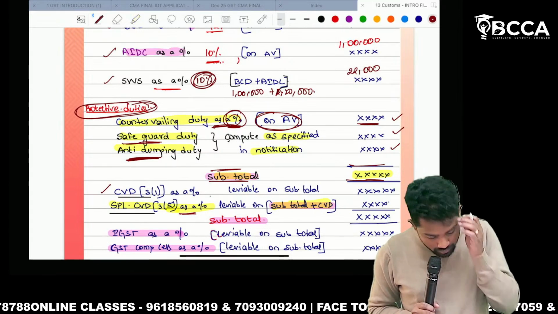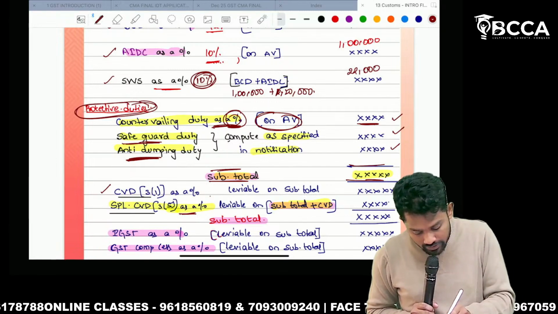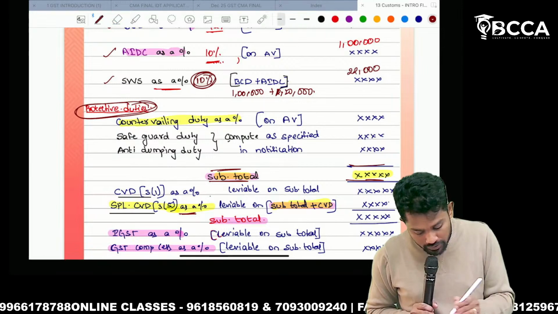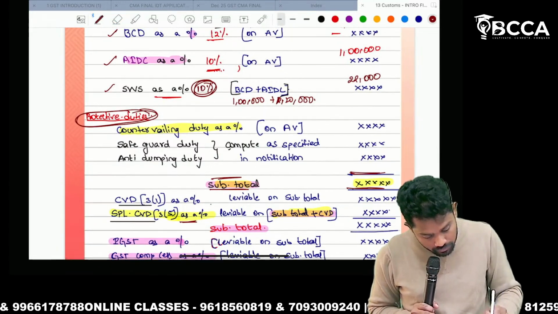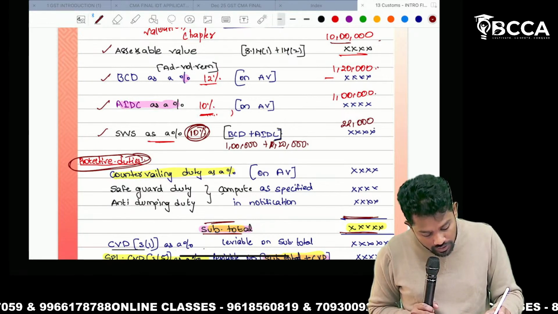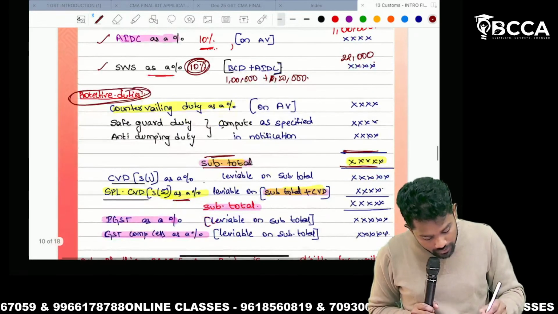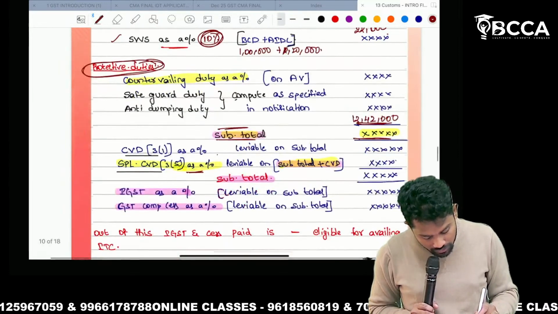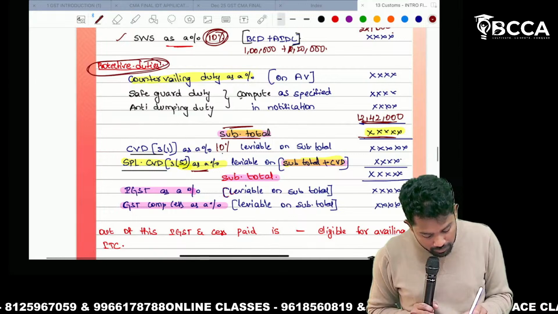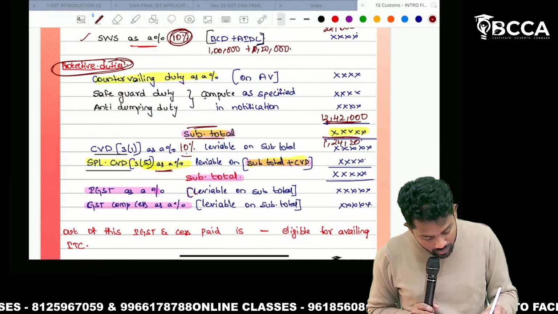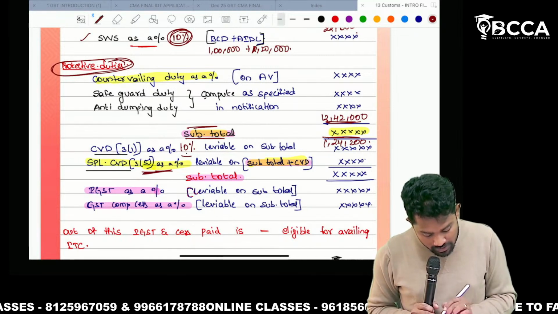For this subtotal, let us assume for the sake of example, we don't think like there are protective duties. Then how much will be the subtotal? 10 lakhs, 1 lakh 20, 1 lakh and 22,000. It would be 12 lakh 42,000, right? Subtotal. Now, if CVD as a percentage is 10%, then here it is 1,24,200.